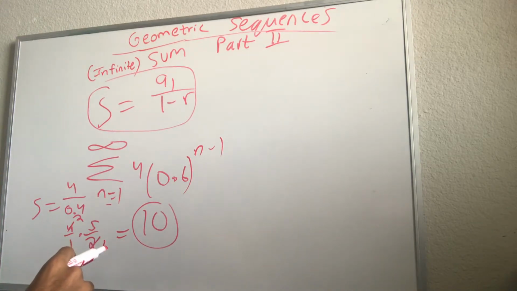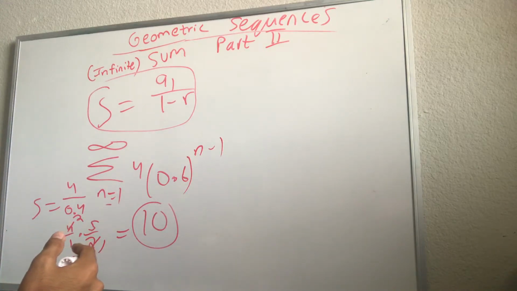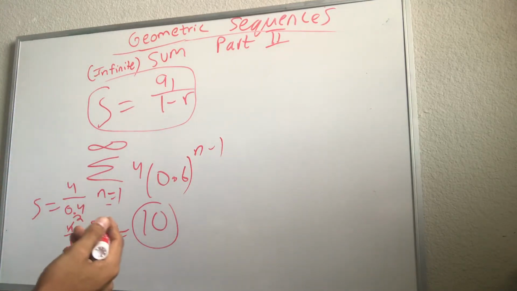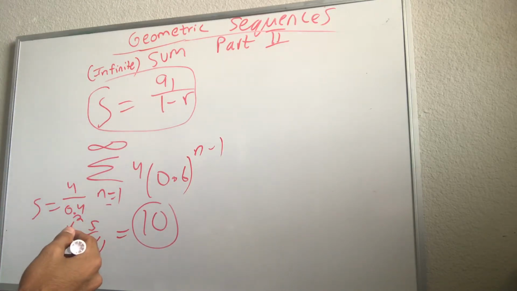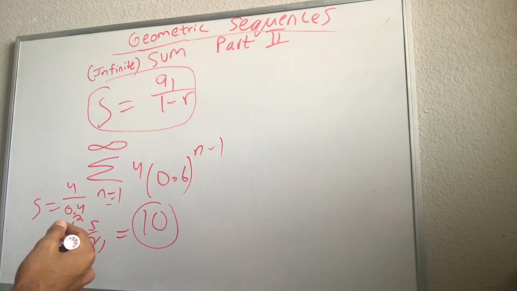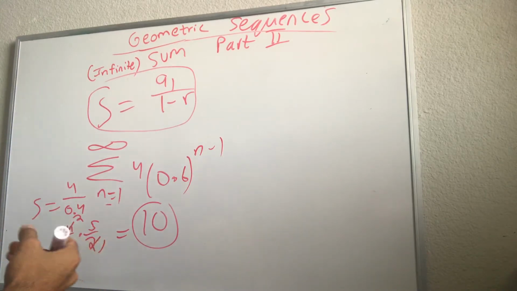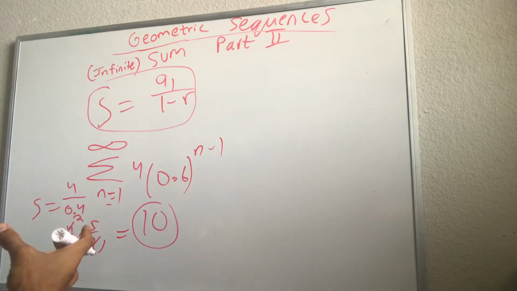And if you think about it, it makes sense, because as your n value increases, your overall term is going to become smaller. Why? Because your common ratio is less than 1. So if you have 0.6 to the power of 1,000 or 2,000, that's a really small, negligible value. And so overall, that effect ends up giving you 9.99999, something like that. And so your overall answer is 10.